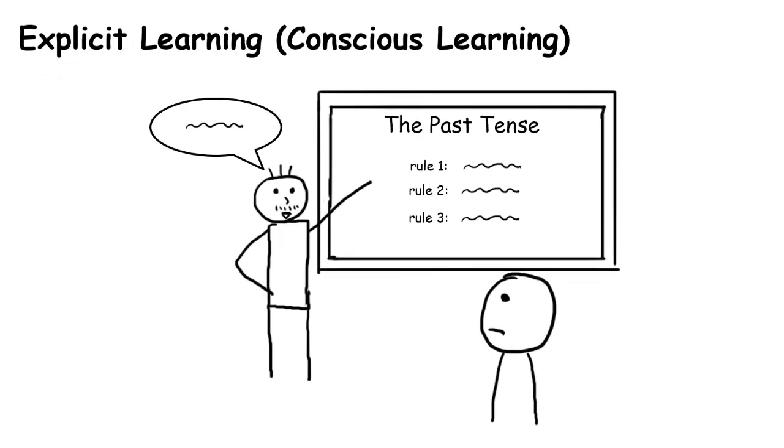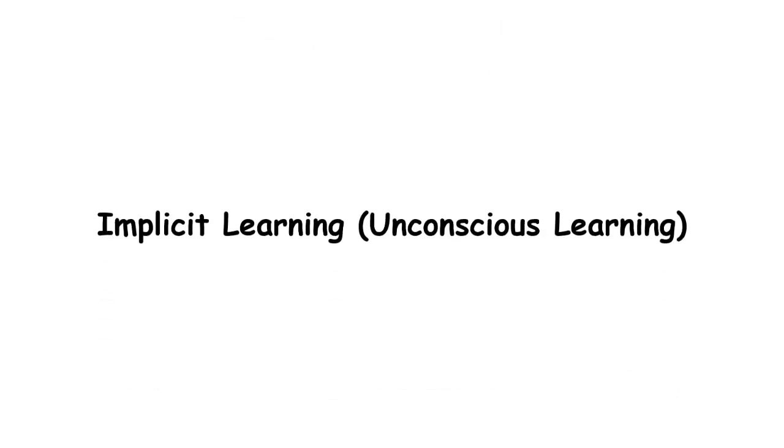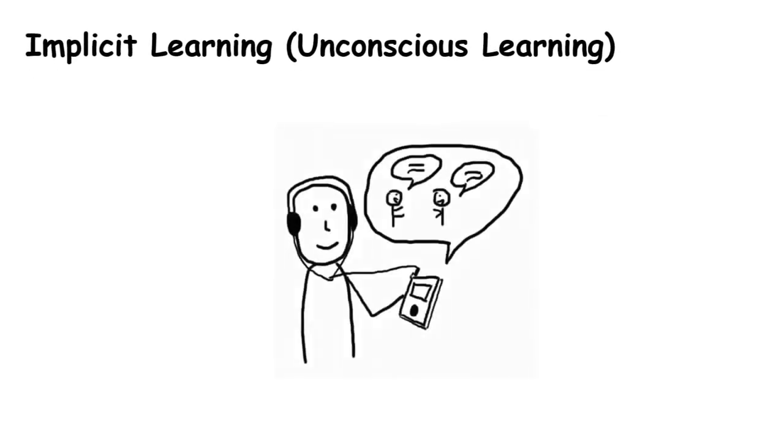When you listen to an English teacher explaining the past tense, you're learning English explicitly by consciously memorizing how to use the past tense. The second type of learning is called implicit learning or unconscious learning. In implicit learning, the learner doesn't know what is being learned. Oftentimes, he's not even aware that he's learning something. The learning happens unconsciously. One example of implicit learning is listening to a conversation in English.